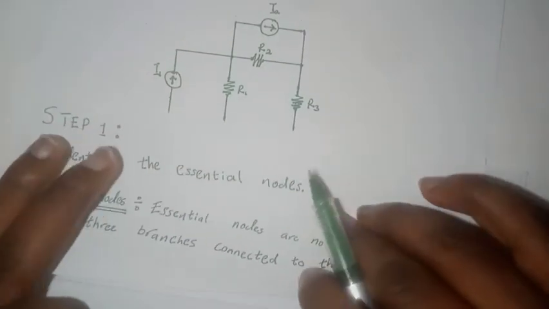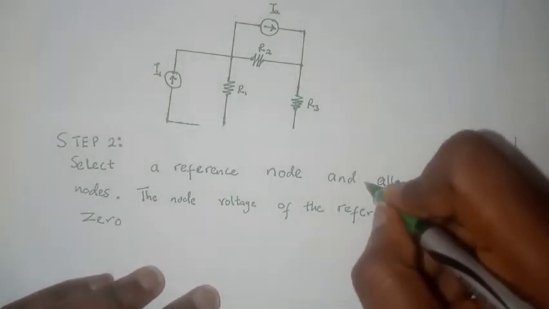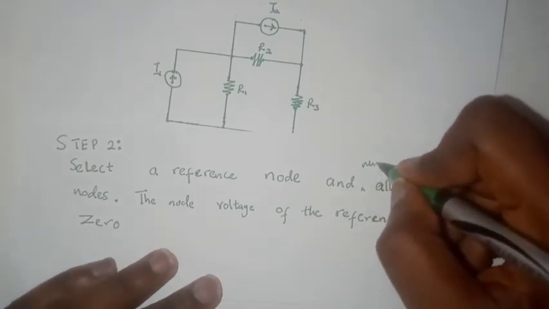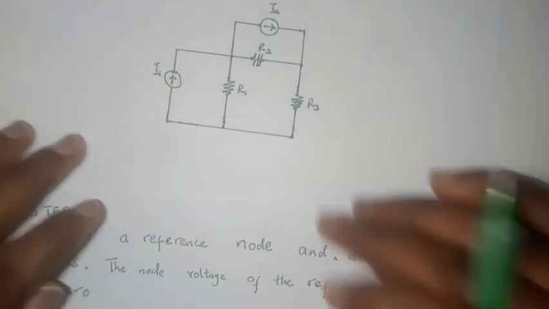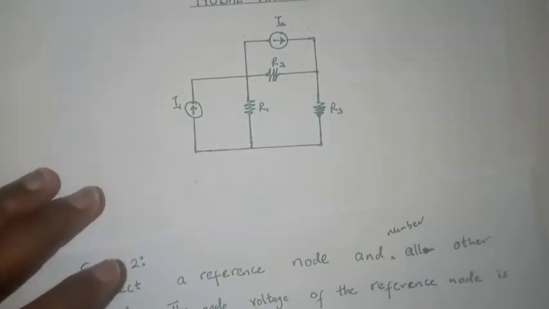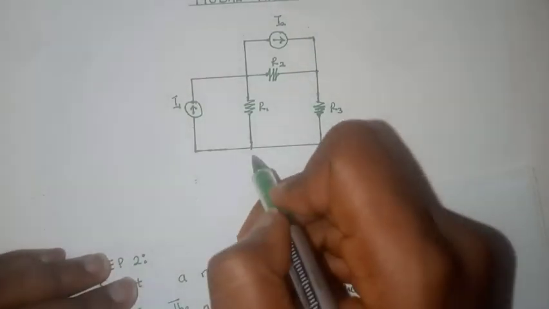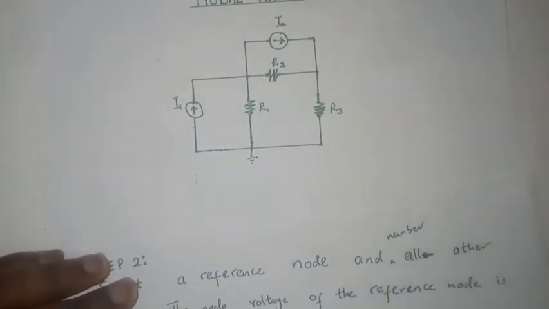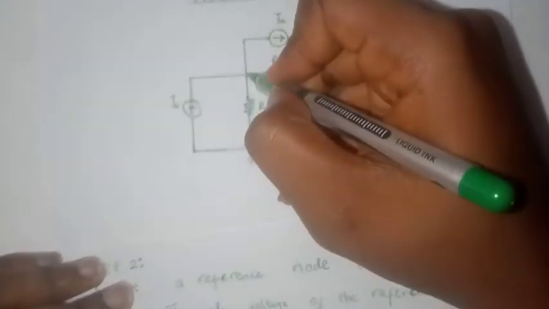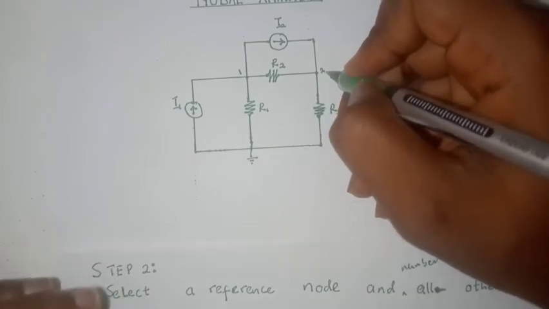Then step 2 is that we select a reference node, and then we number all other nodes. So let's say out of the essential nodes, we pick this as our reference node. So we put a ground here. Then we number other nodes. So this will be node 1 and this will be node 2.